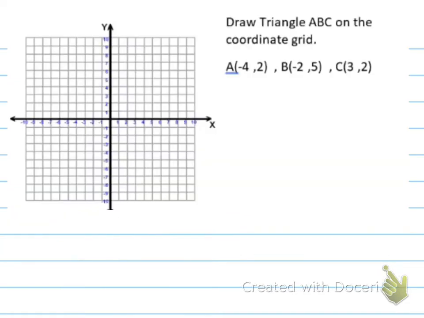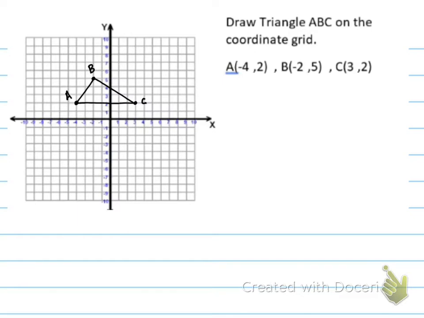For the first one, it says draw the triangle ABC on the coordinate grid. So A is -4, 2, so I'm going to put a point there, and I'm going to put A right next to it. B is -2, 5, so right here, and I'm going to put B on top of it. And then C is 3, 2. Okay. I'm going to connect them to make my triangle.